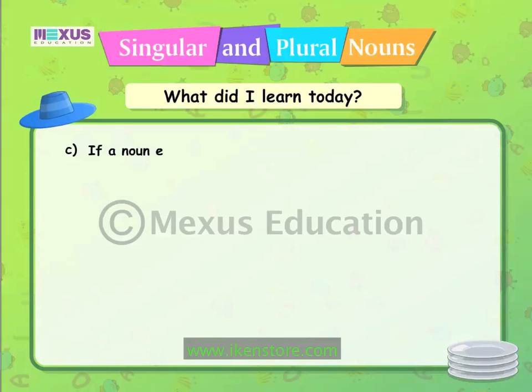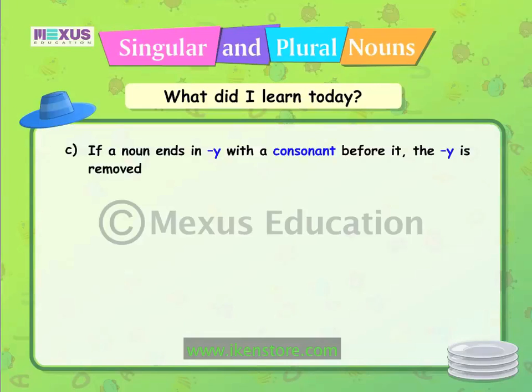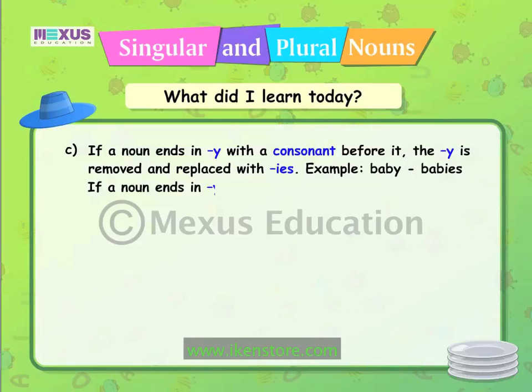If a noun ends in y with a consonant before it, the y is removed and replaced with ies. For example, baby, babies. If a noun ends in y with a vowel before it, we add s. For example, toy and toys.